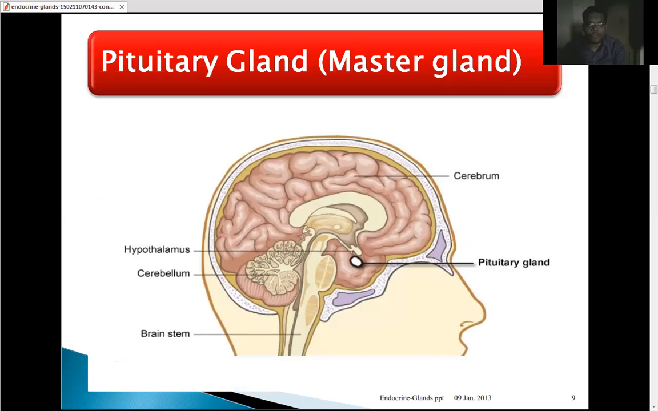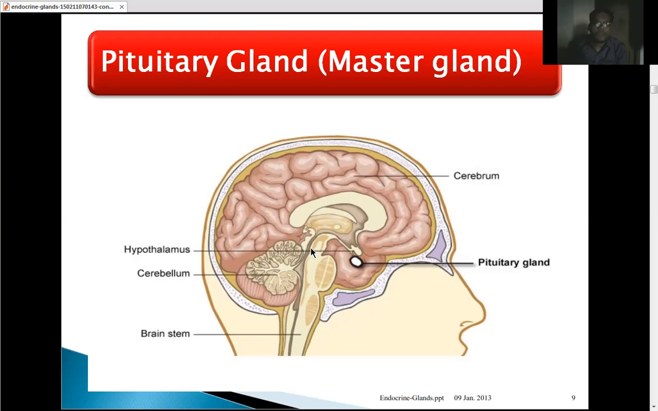That's why it's called the master gland. In this picture we see the location of the pituitary gland just below the hypothalamus. Look at the hypothalamus in relation to the pituitary gland. The hypothalamus is above the pituitary gland, and it also orders the pituitary gland to secrete hormones.